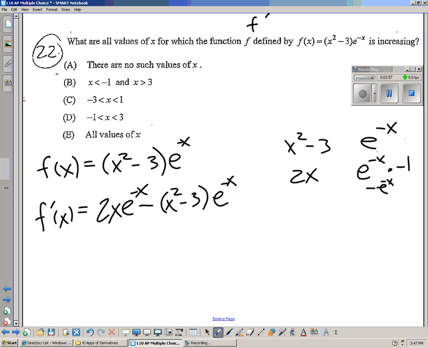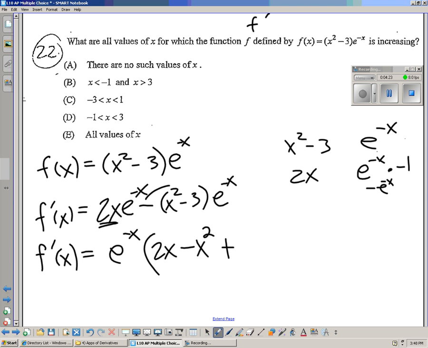So now, if I wanted to factor, because we want to set this equal to 0, so I'm actually going to factor this first, and then set it equal to 0. It doesn't really matter, but I want to talk about the factoring here. This is really critical. I want to take out an e to the negative x. If we do that, this is what we would be left with. We would be left with a 2x minus x squared plus 3.